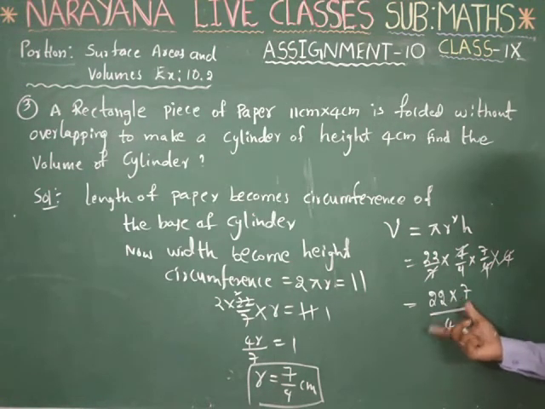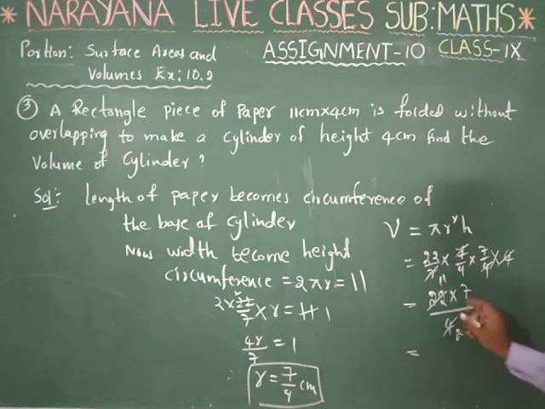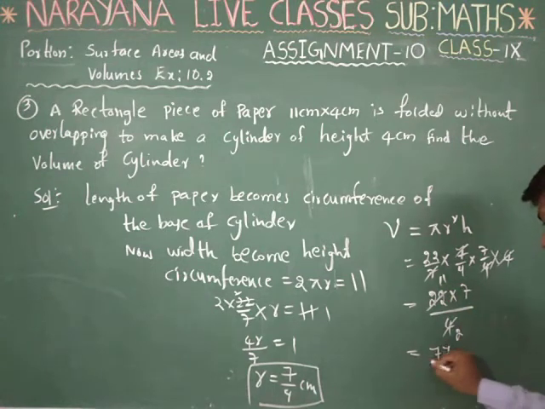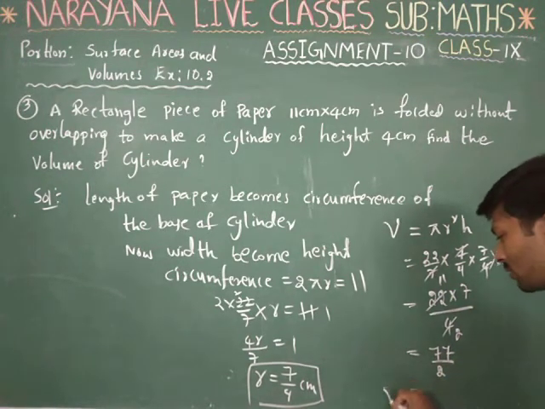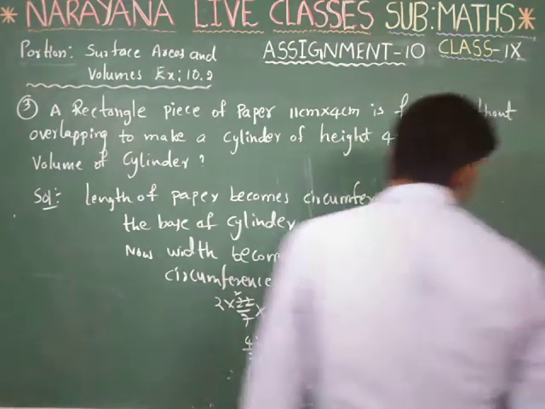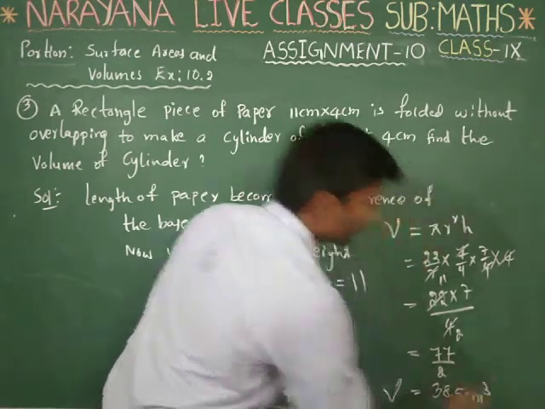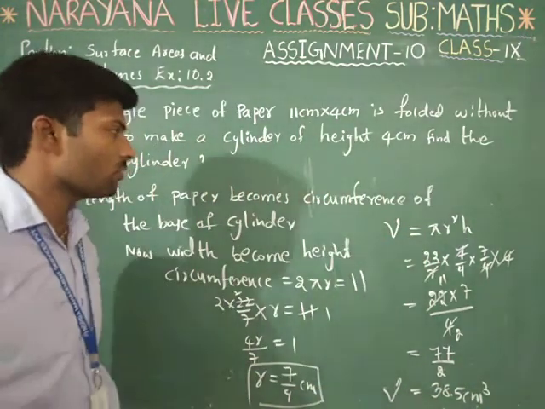Here 22 into 7 by 4. So we have to cancel this one. 2 2s are 2, 11 times. So 11 times 7 will become 77 upon 2. Now what is the volume of this cylinder? 77 by 2 will become 38.5 cubic centimeters. This is the volume of the given cylinder.